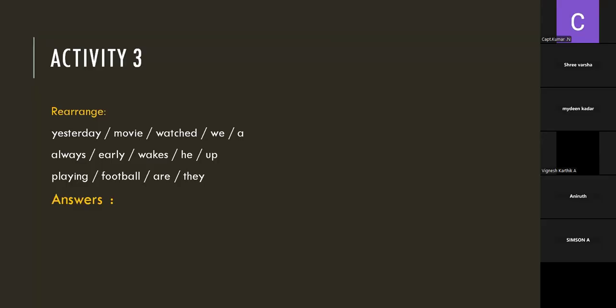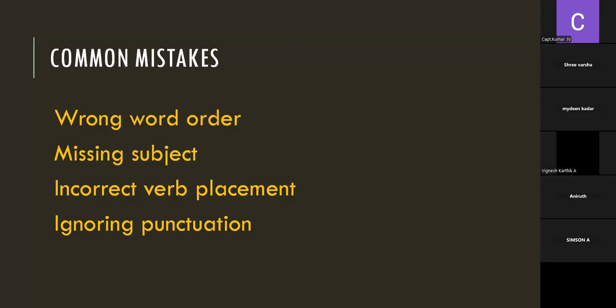Then let's see the common mistakes. Wrong word order, missing subject, incorrect verb placement, ignoring punctuation. These are all the mistakes we usually make, right? So students, just listen: we often place verbs incorrectly or forget subjects. Read carefully, check the details, and avoid mistakes. Okay.